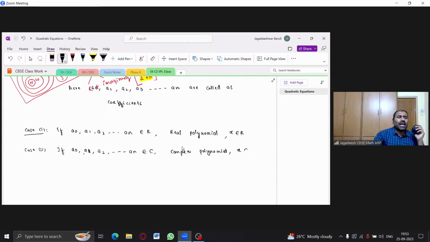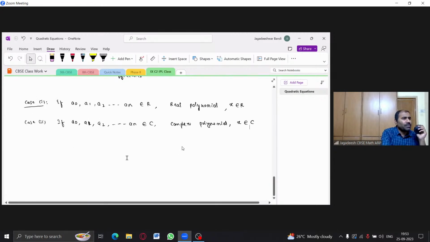And where the value of x is based on complex numbers only, or the value of x will be taken from complex numbers only. So I have already shown you how a complex number is represented. Okay, fine. So we now understood finally what is a polynomial. After that we understood what is a real polynomial. Then we understood what is a complex polynomial.